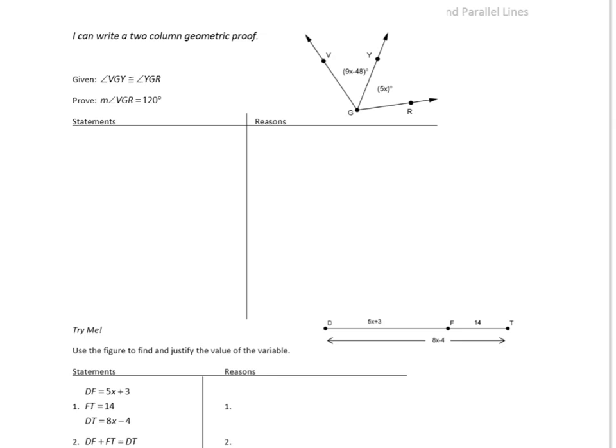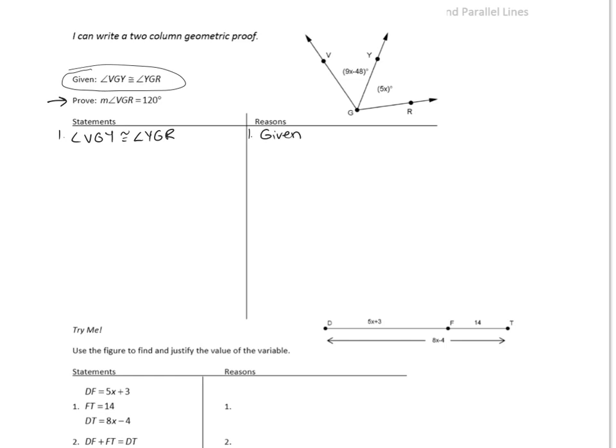We are now going to go through and prove a proper geometric proof. So here I have a given statement, angle VGY is congruent to angle YGR, and this is my goal: I want to prove that the measure of angle VGR is 120 degrees. So my first statement is always what I'm given. Angle VGY is congruent to angle YGR. And over here, I'd write that that's given.